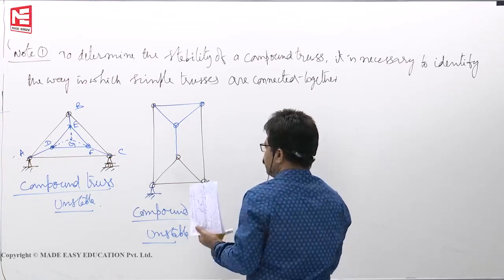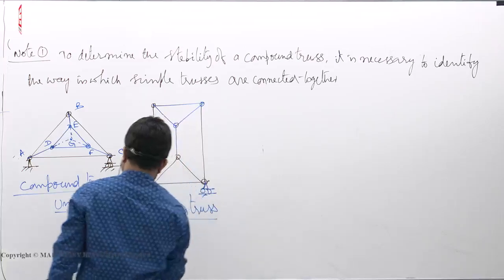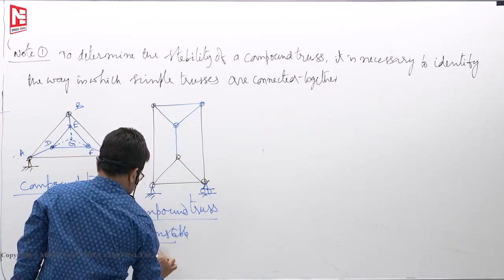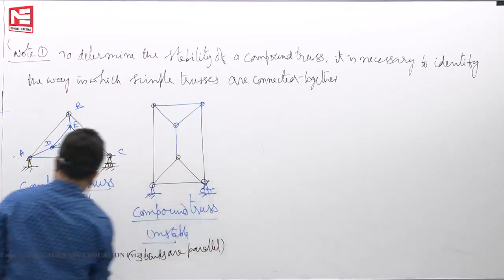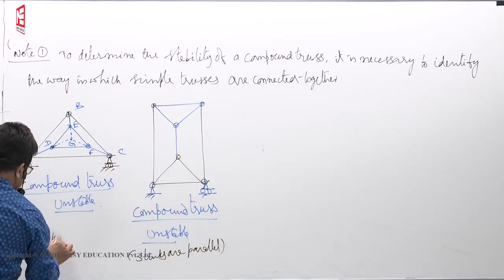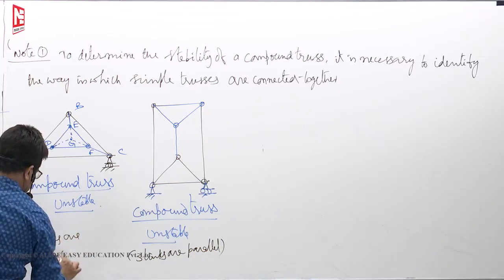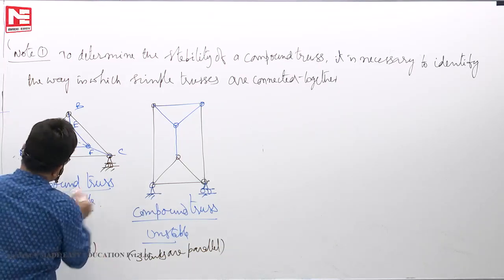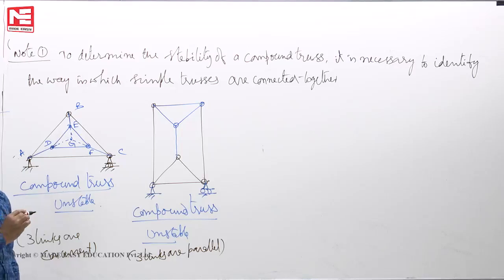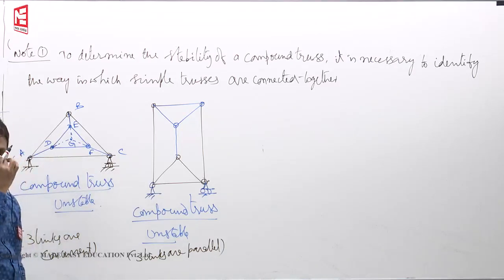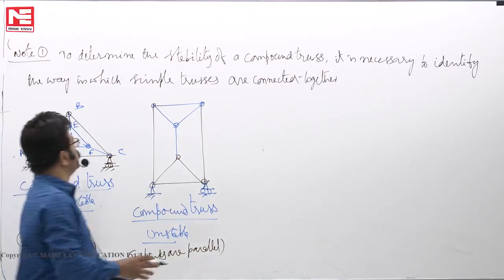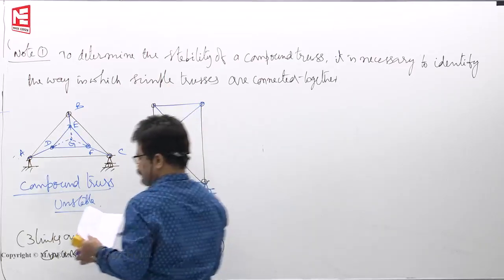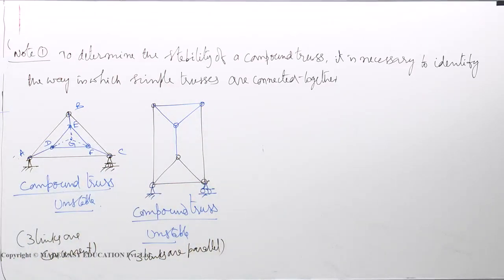Now this is the case we have already done. Three links are parallel. Three links are concurrent. This type of finding by inspection itself whether they are stable or not is not possible in the case of complex trusses. So we have to go for the zero load testing. Next, this is the first point. Let us see now the second point. Note 2.